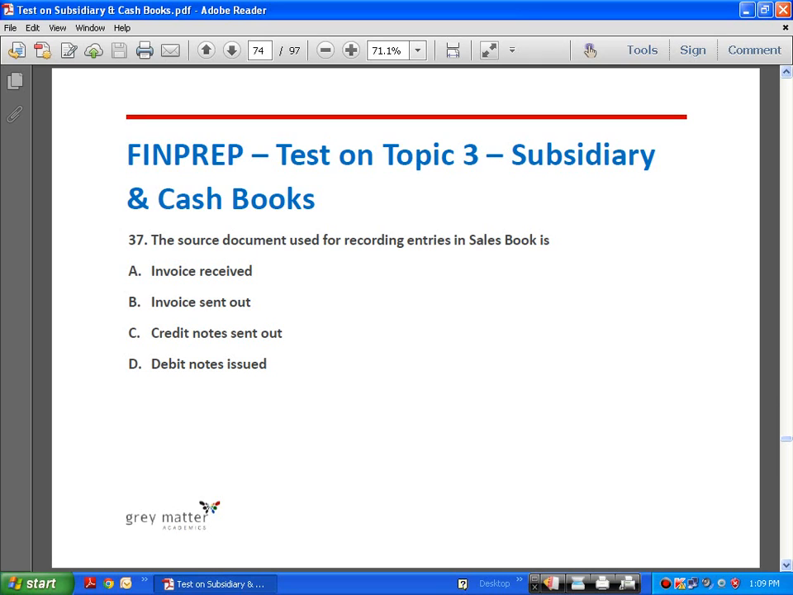Next, the source document used for recording entries in the sales day book is, yes, this is a repetition. Answer is invoice sent out.